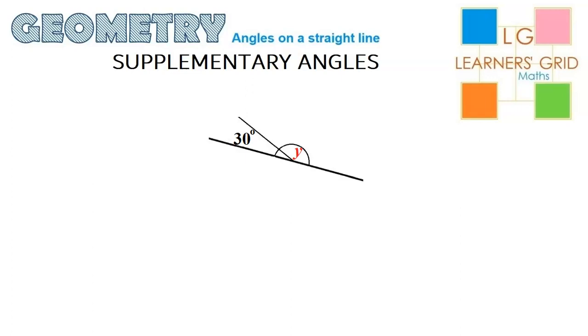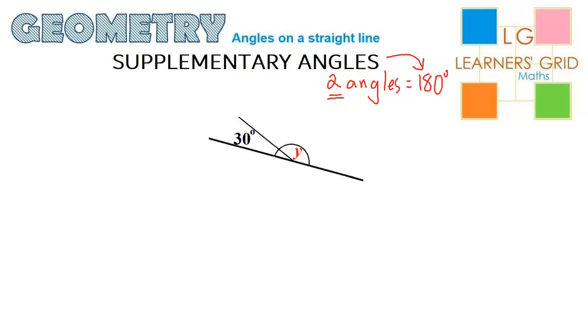In this tutorial, we're going to be looking at angles on a straight line, but special ones. These are going to be called supplementary angles. And the idea of a supplementary angle is where you have two angles, and together they make a sum of 180 degrees. So supplementary angles make 180 degrees, and there must only be two of them.